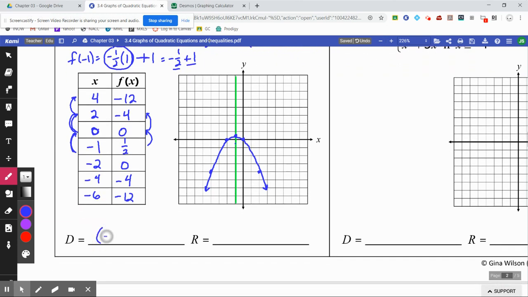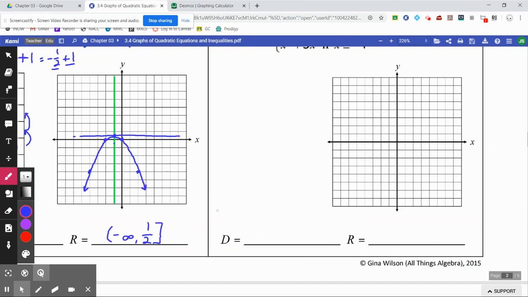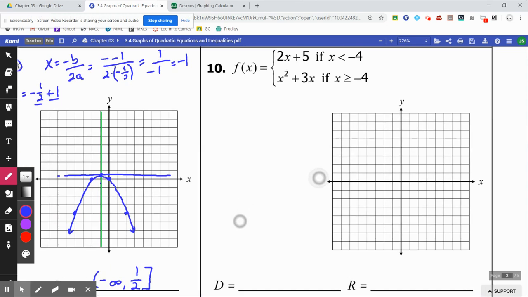My domain is, again, anything I can plug in. My range starts at negative infinity because it goes down forever, and it stops at this y value. You can always get that y value from your vertex, so it stops at a y value of 1/2. Okay, the next one, number 10.